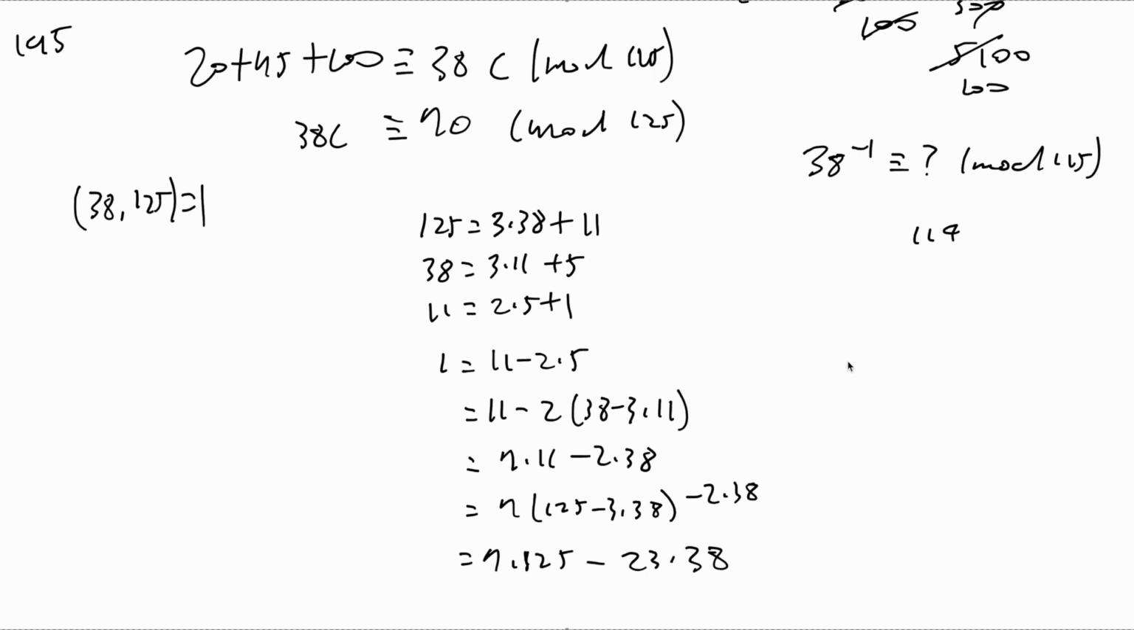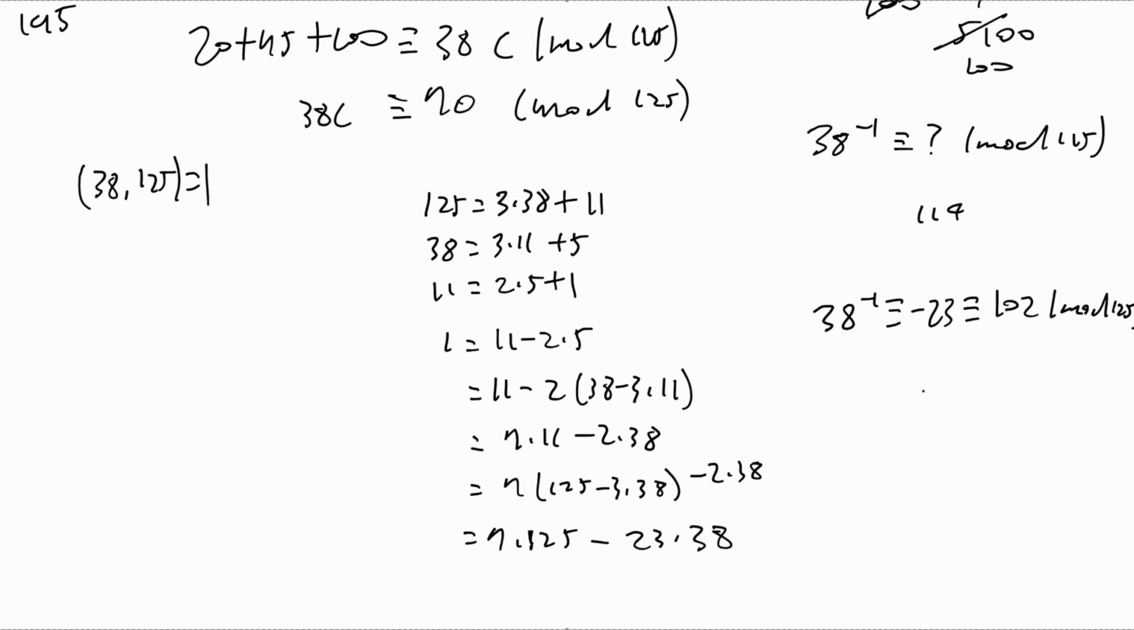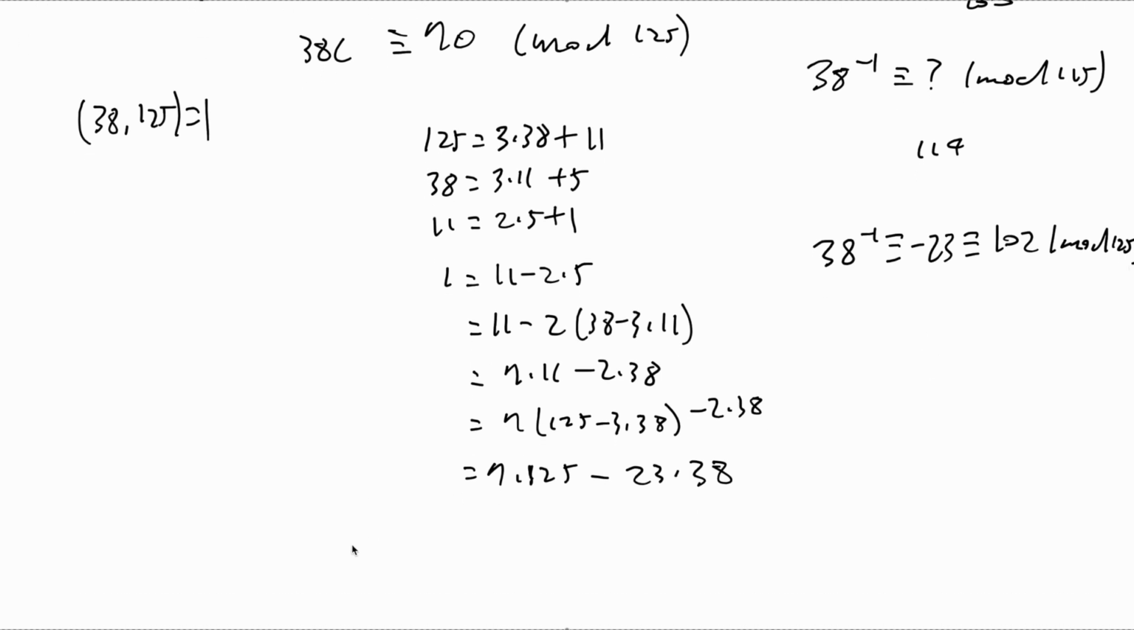So apparently negative 23 should be the multiplicative inverse, which is 102, right? Mod 125. I hope this is right. I couldn't calculate this part yet. It's okay. If we make a mistake, we can start everything again. How nice. So times 102 is congruent to 70 times 102 mod 125.